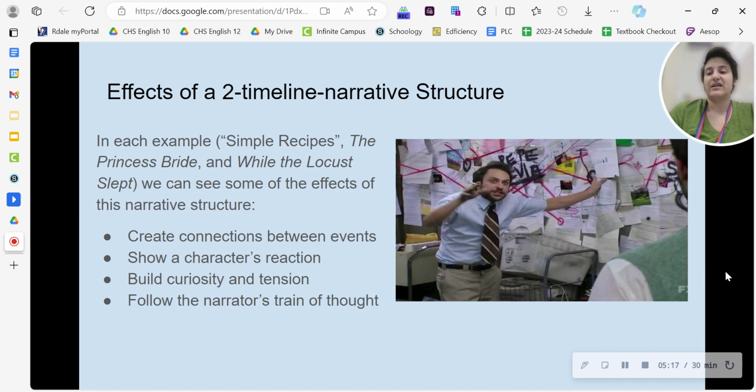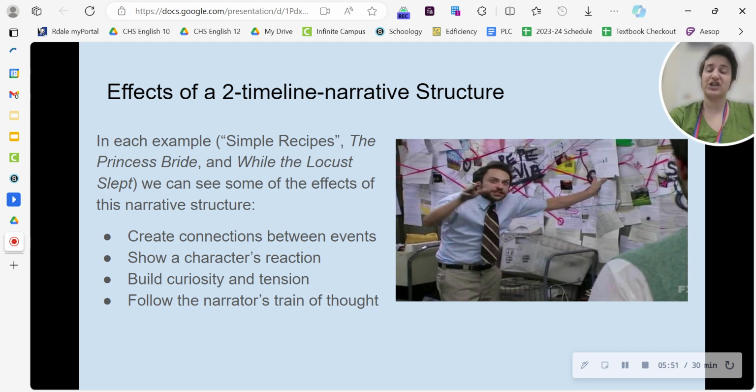And finally, it can feel more authentic to the narrator's train of thought. Our minds are messy. We don't think in a very organized point A to point B. We think of random things that pop up from time to time. So, by using this two-timeline narrative structure, we get to put ourselves a bit in the author's shoes and see their actual thought process instead of something that feels like it's been really polished and perfected for us.